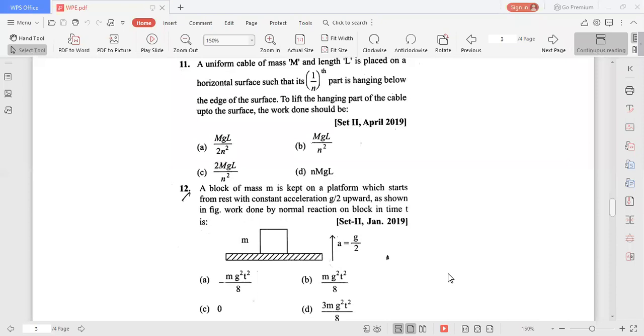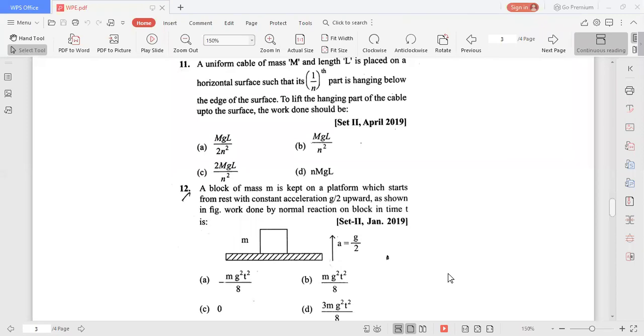the block of mass m is kept on the platform. Here there is a block of mass small m that is kept on the platform. So here it is the platform. A block of mass small m is kept on the platform. Here the platform starts from rest with constant acceleration. Here initial velocity of the platform is 0. Platform moves upwards with an acceleration a is equal to g by 2, as shown in the figure.